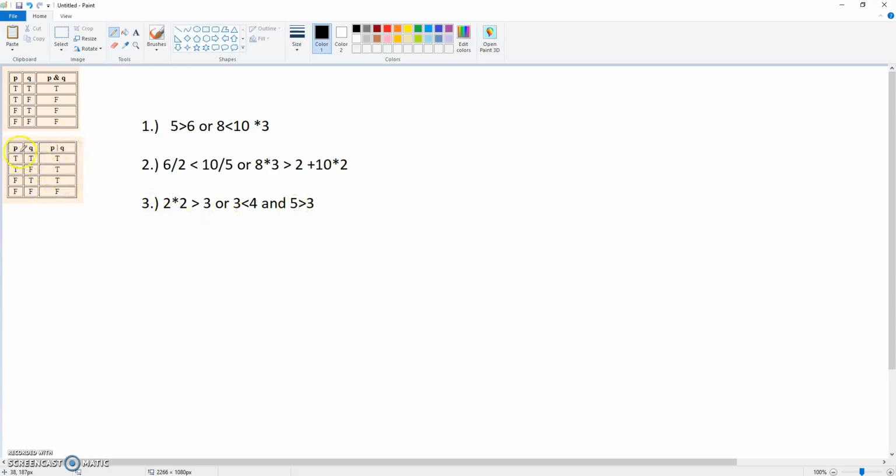Or, if we look, true or true is true, true or false is true, false or true is true, false or false is false. If one of them is true, the result is true. Here's a quick example. Let's say 8 greater than 6 and 3 less than 2. 8 greater than 6 is true. And 3 less than 2 is false. So we have true and false.